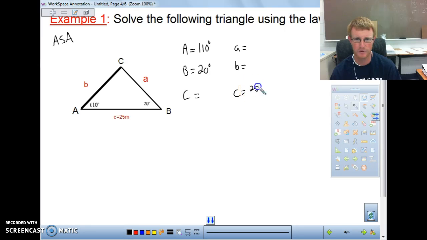That's 25 centimeters. So what we want to be clear about when we're doing this is we need to make sure that we have a pair. We have to have a full pair to use the law of sines.